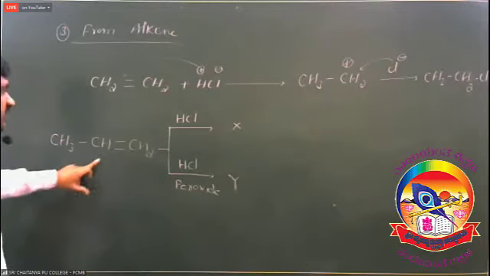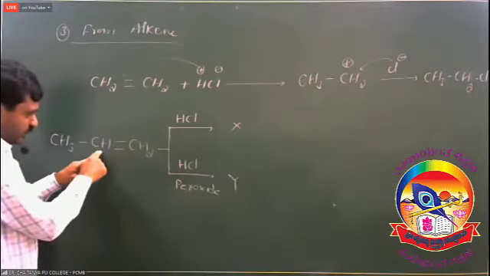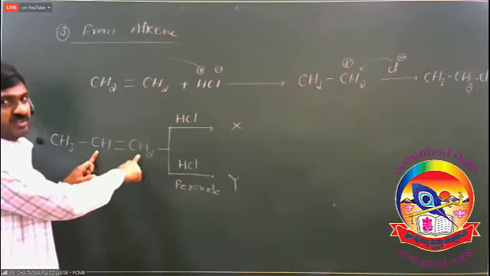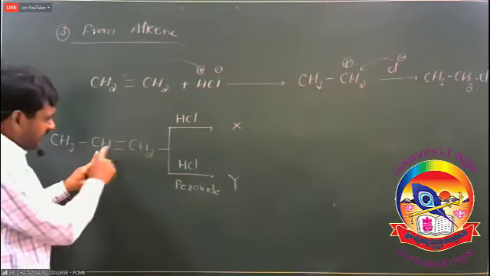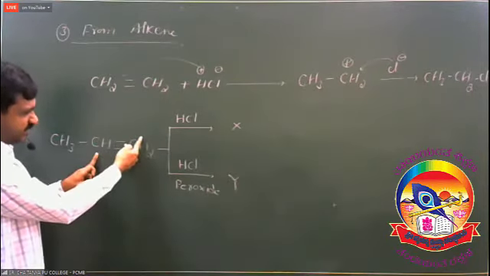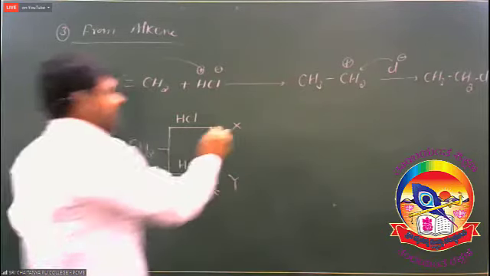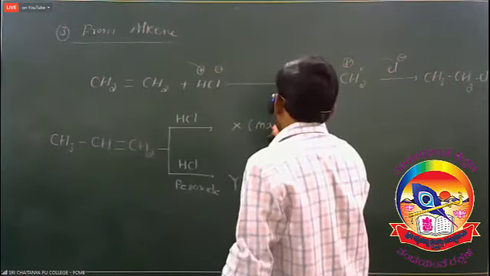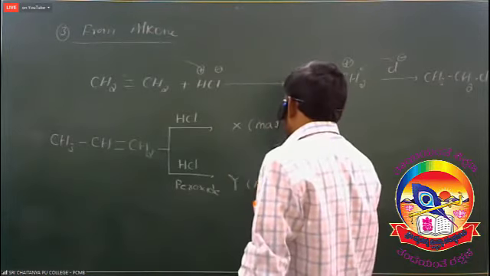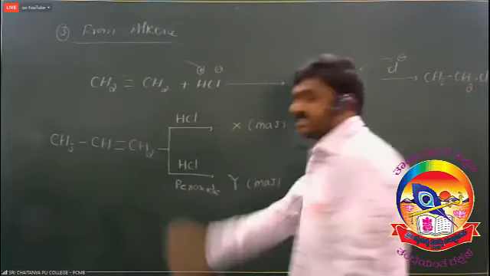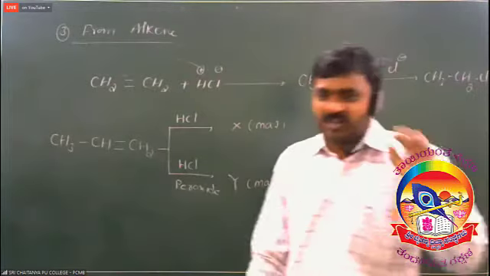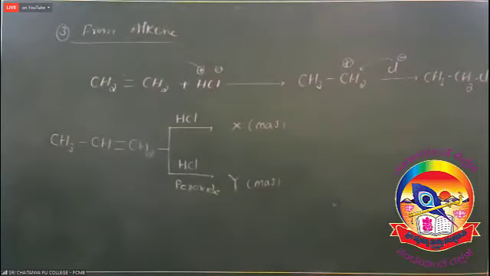Here it has two possibilities. H plus is added to this carbon and Cl is added to this carbon, that is the first possibility. Second possibility, H plus is added to the other carbon and Cl minus is added to this carbon. So what is the major product? Here X and Y are considered as major products.